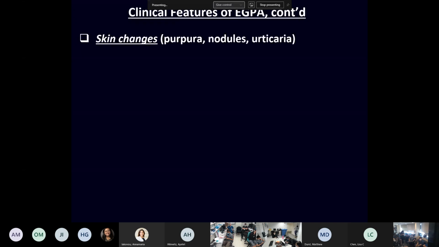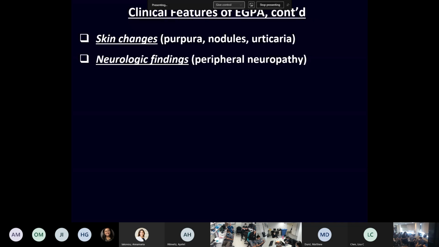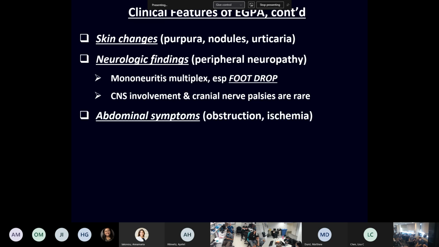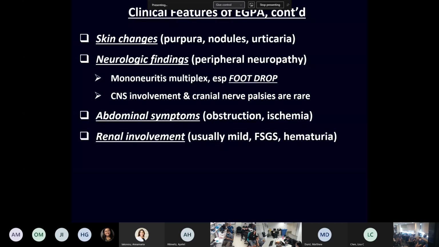Other clinical features associated with EGPA: skin changes, urticaria, purpura, nodules, and neurological findings, and these are a lot of times present on the boards. So peripheral neuropathy, most commonly you see a patient with foot drop or wrist drop, or somebody who's got Bell's palsy, cranial nerve palsies or CNS involvement. You can get abdominal symptoms, and renal involvement can be present, although it's not as severe as, for example, in GPA or microscopic polyangiitis. The renal involvement in EGPA is usually milder with hematuria, and it's usually found in patients who have the vasculitic form, patients who are P-ANCA positive.